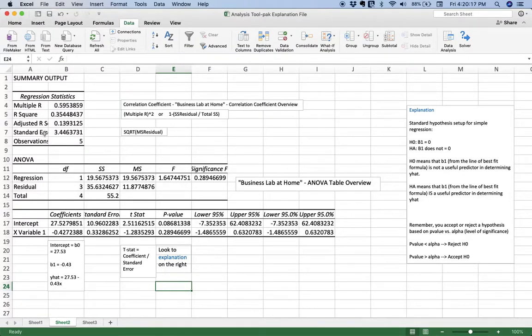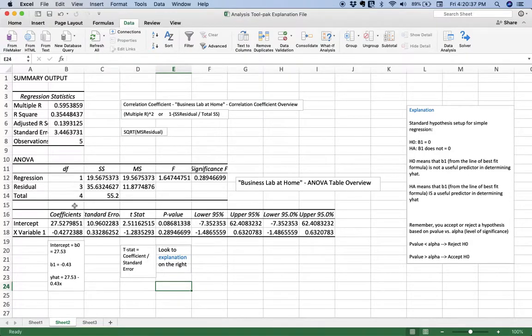So there are lots of different ways you can solve for these numbers. Like the standard error, for example, is just the square root of your MS residual. So if you took the square root of this, it will give you this number right here. There are lots of different relationships between these numbers that you can check out. One of the most key things to look at is all of this information down here, especially under this coefficient section.